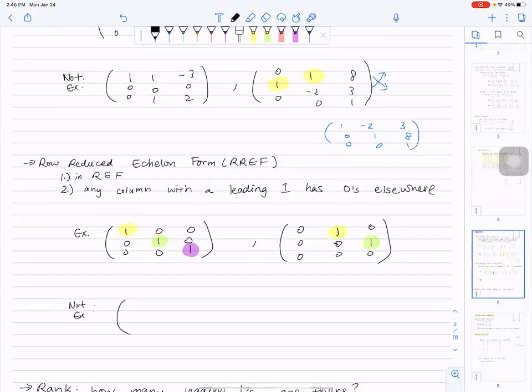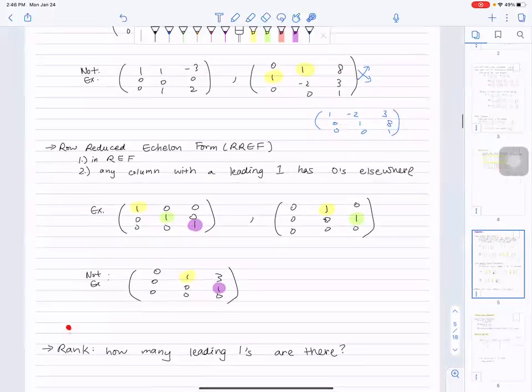But something that is not in row reduced echelon form is something like this, because here's a leading 1. Everything else in that column has a 0. However, here you also have a leading 1, but not everything in that column is a 0. So that is not in row reduced echelon form.